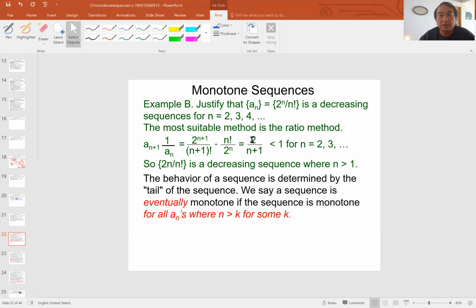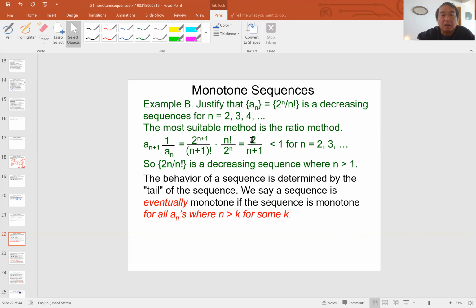Eventually monotone. The front part of a sequence doesn't matter what it does, it can oscillate, go up and down, but if beyond a certain point it becomes monotone, you keep going up, then the front part really doesn't matter if we want to study the whole behavior of the sequence. So if I can throw away finitely many front terms and the sequence becomes increasing or decreasing, becomes monotone, we say this sequence is eventually monotone. Meaning it goes up and down for a while, then it starts doing something steady, going monotone.